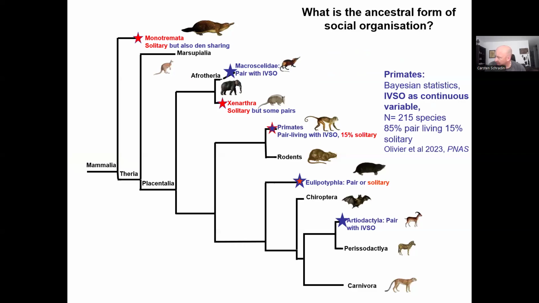Finally, not finally, but from the orders, finally, the primates, where we have the largest database with 215 species. And here we used intra-specific variation not as an additional category, but as an independent continuous variable, saying how many percent of the social units deviated from the main form of social organization. And interestingly, we found that the ancestor of all primates was pair living with some variation. It's best explained by solitary living, but only about 15% of the ancestral population was solitary living, and most of them were pair living.